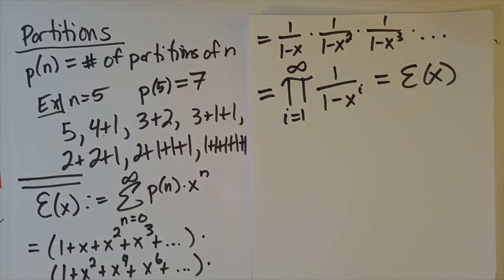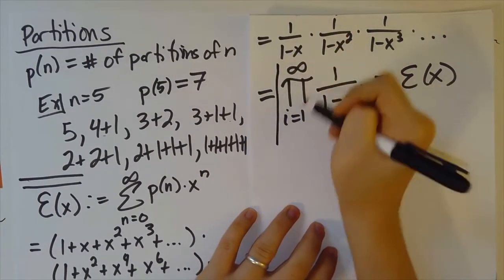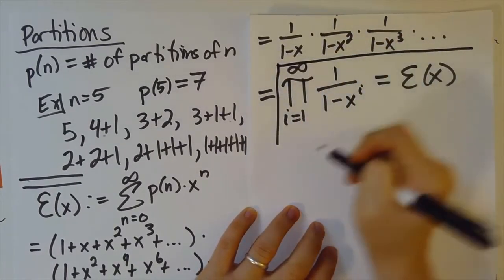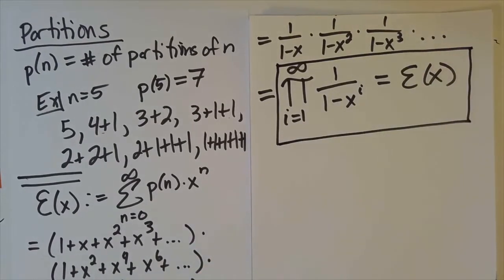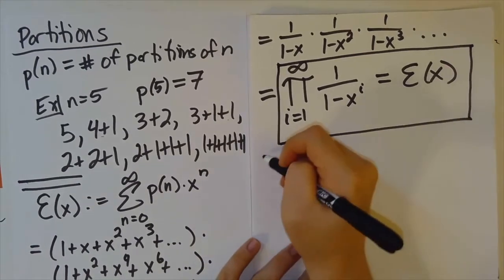Okay, so this is a formula for our generating function for regular partition numbers. But I wanted to talk about a couple other types of partitions and a couple other things. So we're going to first write down some generating functions and see what we can do with them.